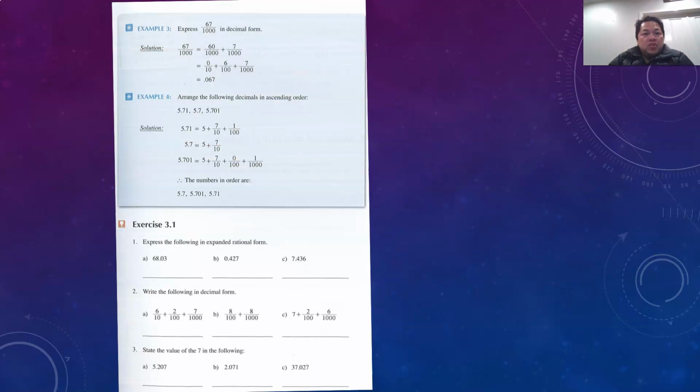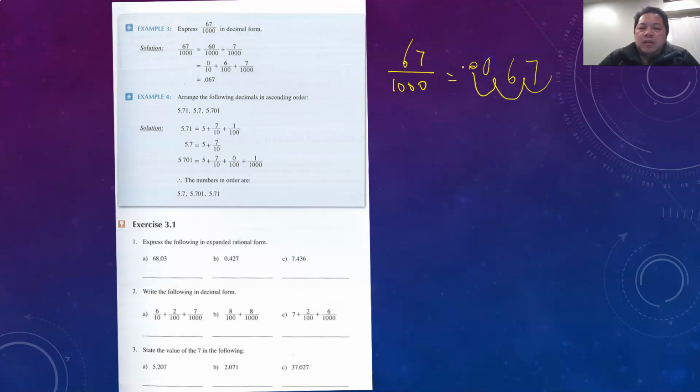Moving on to the next page, and then from here express a fraction in the decimal form. So basically you're talking about conversion. So how do you convert a 67 over 1,000? So we know that in doing so we have to move the decimal back 3 times. 1, 2, 3. Decimal appear here, so it means it's 0.067, isn't it?